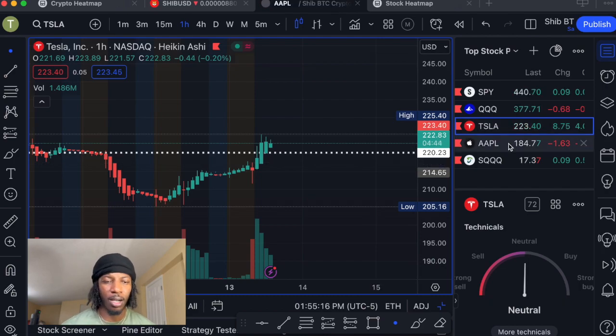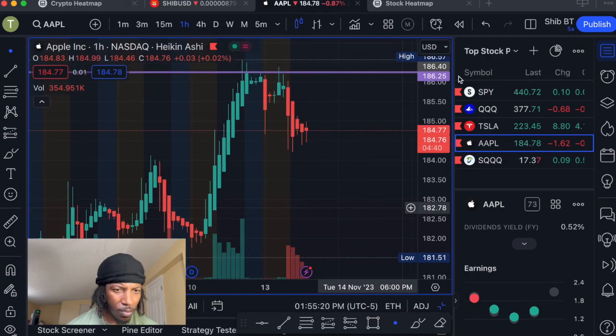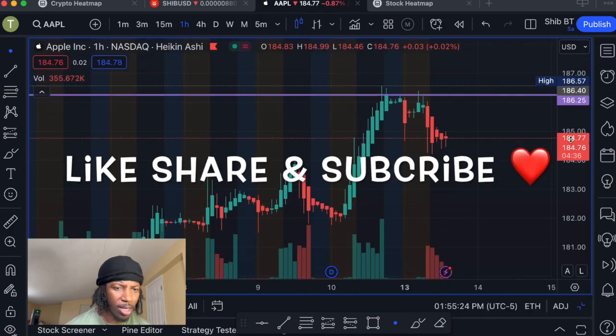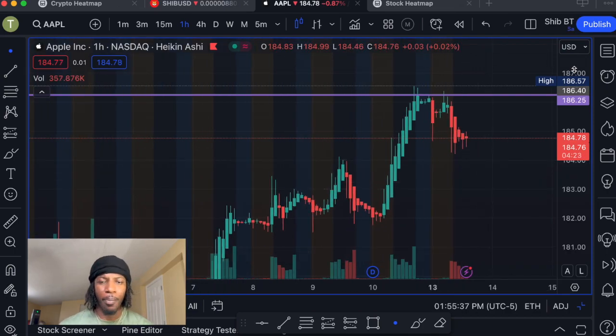Let's go ahead and just look at Apple real quick, just because it's such a big mover of SPY. I like stocks that have something to do with each other. So SPY, Apple is in SPY, so it's Tesla. It just makes sense to kind of trade within those pairs.